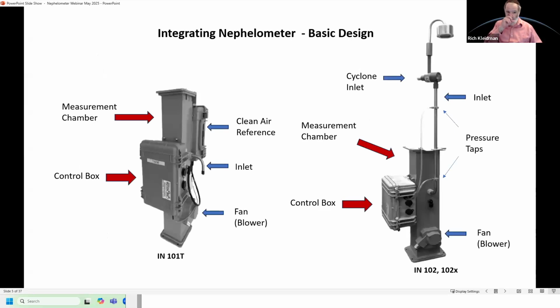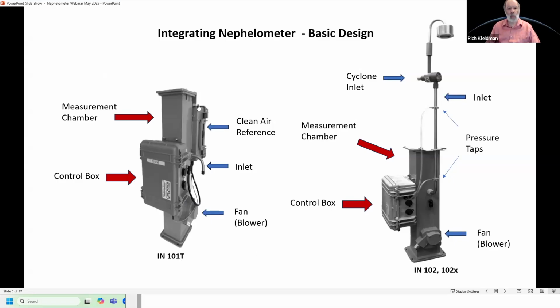So just physically, what we're looking at, this on the left is a very basic nephelometer. This is again, a very simple inlet. It does no screening for size. This is your measurement chamber. It's hard to tell the size from the picture. It's about 1.5 to 2 feet long. And it holds about 1.5 liters of air at any time. This is the control box.